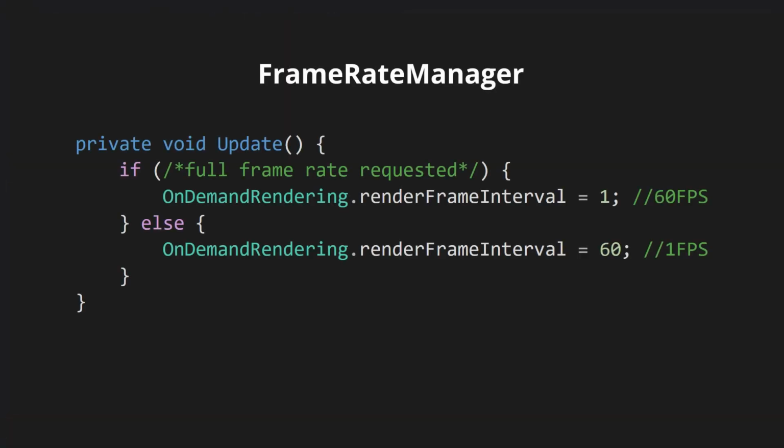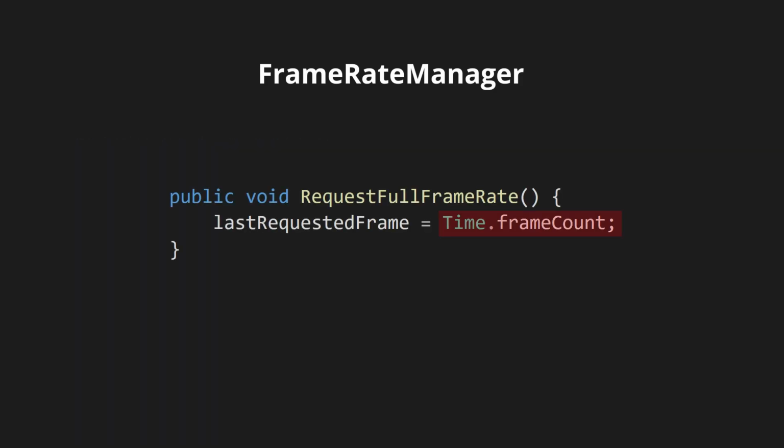I just created a MonoBehaviour called FrameRateManager with an update loop that checks whether anything has recently requested the frame rate to increase, and if so, set render frame interval to 1, meaning 60 FPS. Otherwise, set it back to 60, meaning 1 FPS. To do this, I used Time.frameCount, which gives you the current number of frames since the application started.